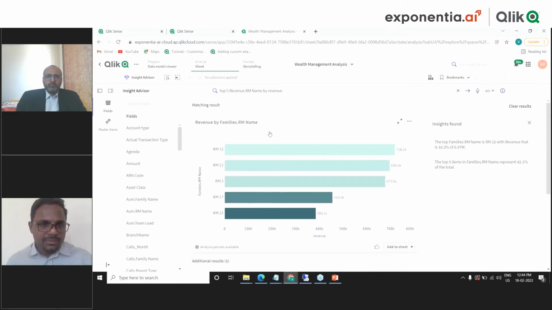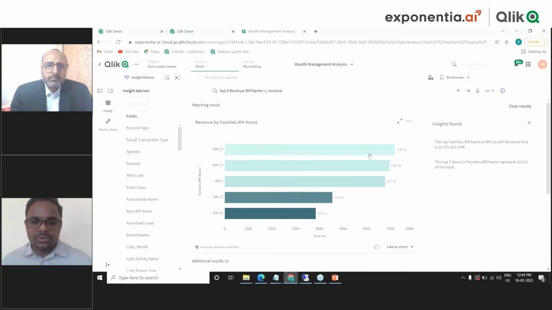Yeah, so top 5 revenue by RM, and here it has given you the top 5 RMs. It has also given a graph for it so that you identify within the top 5 also who are the top 3 and so on. And you have some insights also, right? These are very intelligent insights. It's not just simple insight. It is saying that the RM name is RM32 and it is contributing 10.3% of the overall, right? So you also get the share of that top performance. And then the top 5 items are representing 42% of the overall pie, right? So these top 5 are actually 42% of your overall, and the top performer is 10% of your overall.